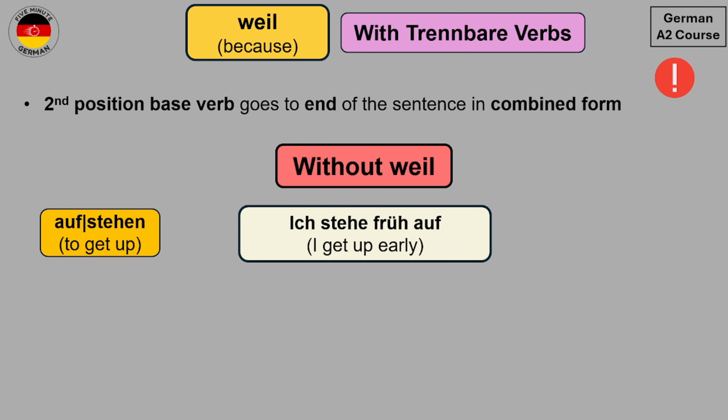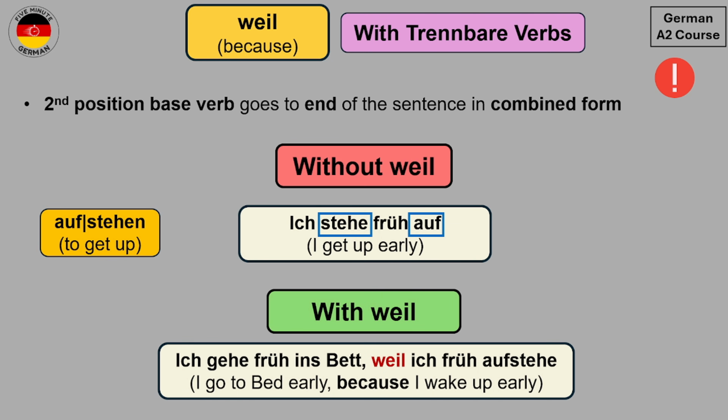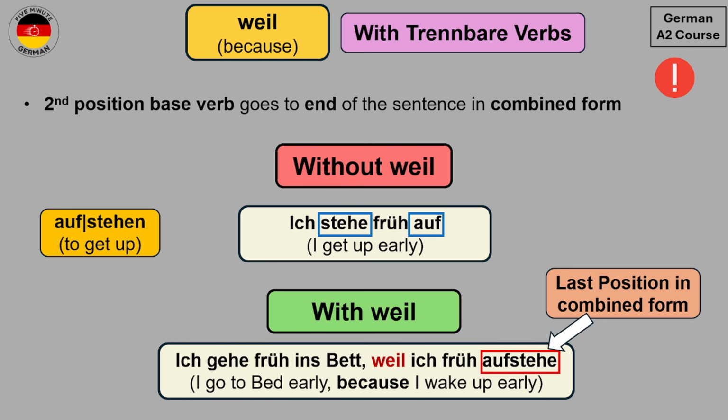Now in this sentence, you see that the base verb comes at the second position and the prefix comes at the last position. Now when we write the same sentence with weil, then it will be Ich gehe früh ins Bett, weil ich früh aufstehe. I go to bed early because I wake up early. And in this sentence you see that the base verb goes to the end or last position in combined form. So this is how you can use weil with trennbare verbs.